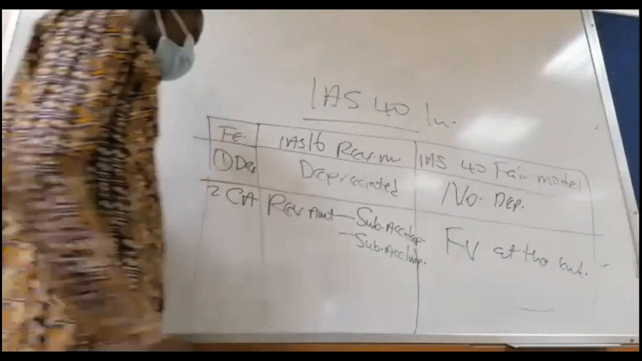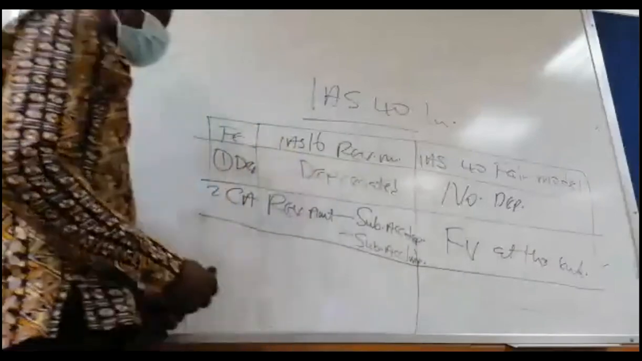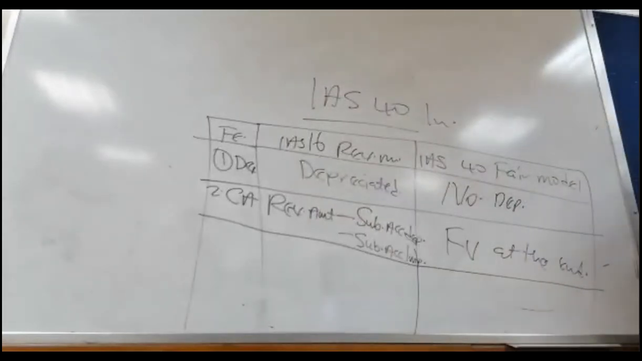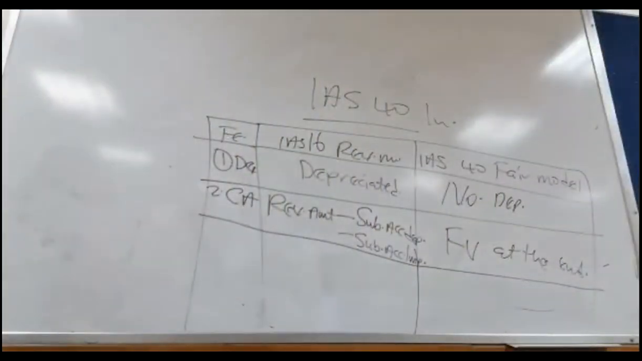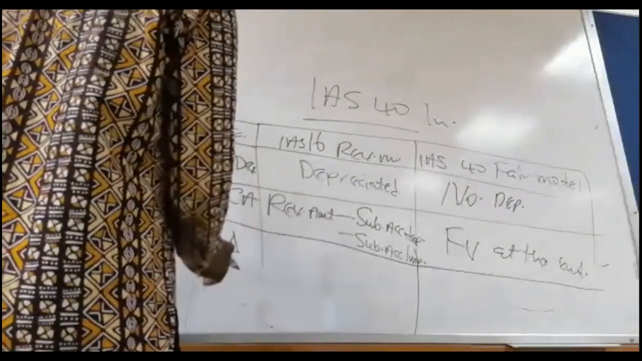Okay, so let's go to point number 3. Fair value at the end of the reporting period, at the end of the year. Great. Point number 3. How do you record changes in fair value?